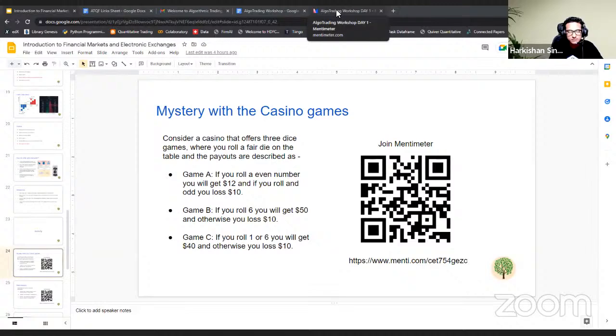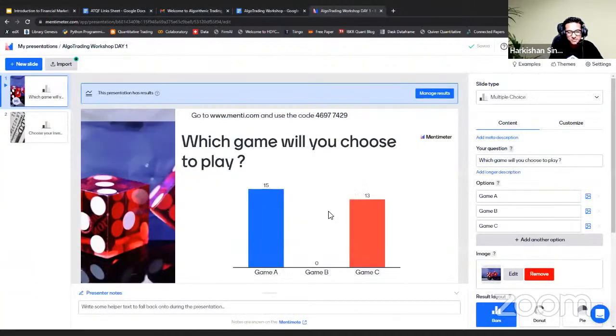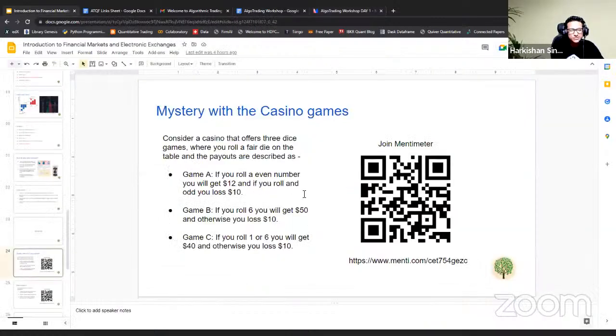Okay, I think it's time. Well, there is a tie between game A and game C. Quite interesting. I wouldn't say any answer is right or wrong, but it depends on the way you think you'd invest.